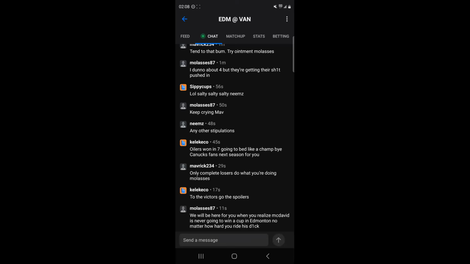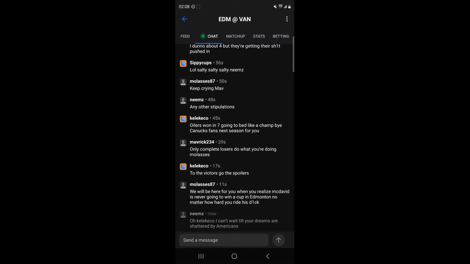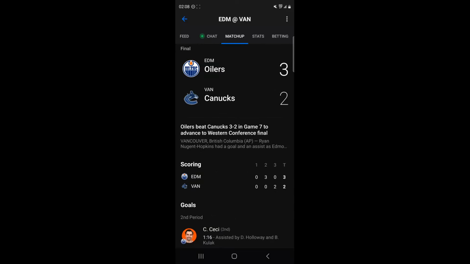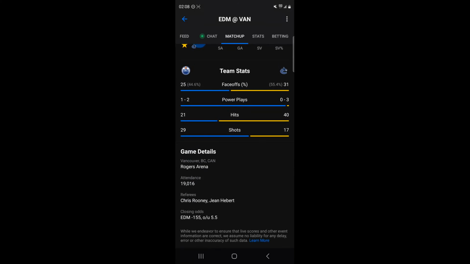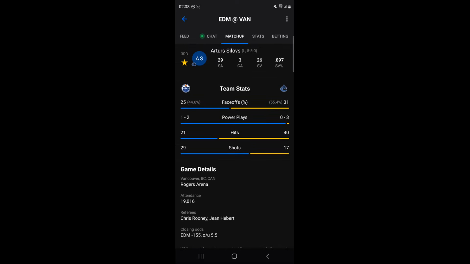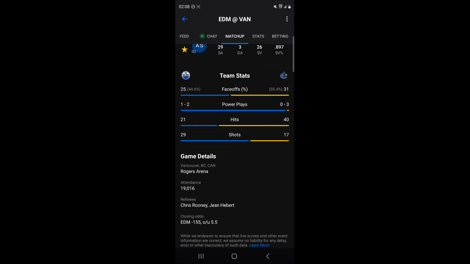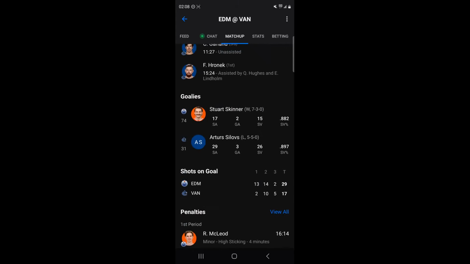Six out of the seven games were decided by one goal, and how fitting, Game 7 ended with a one-goal margin. Quick breakdown of the game. Score again, 3-2. The closing line was the Oilers at minus 155, over/under 5.5. Both very, very close to the line. Again, as usual, the over/under, just by half a goal, finished to the under.